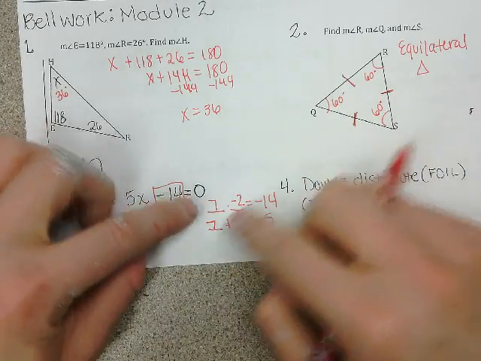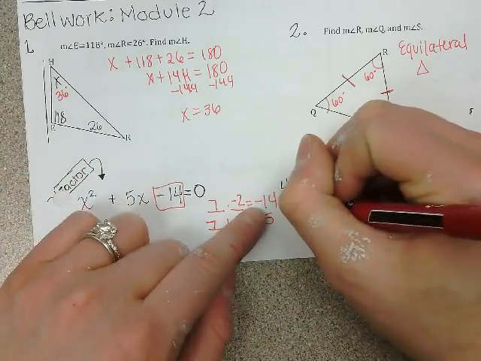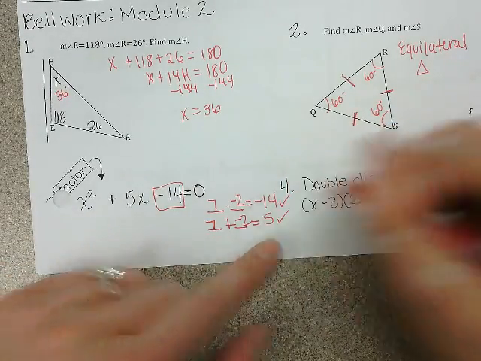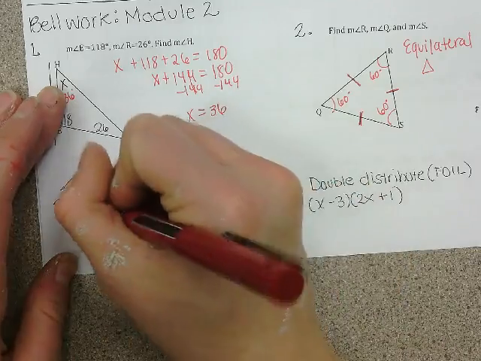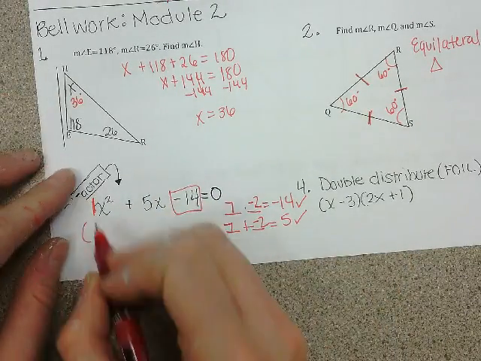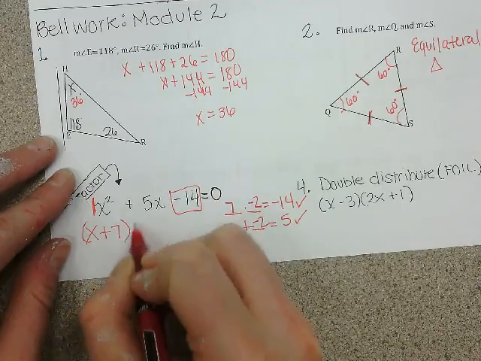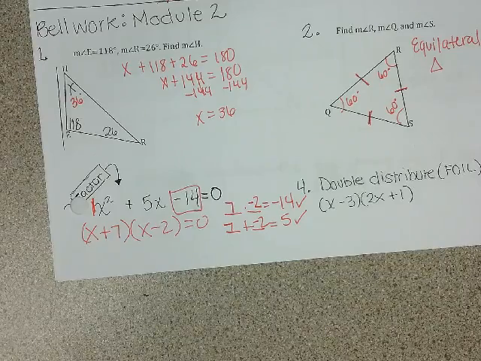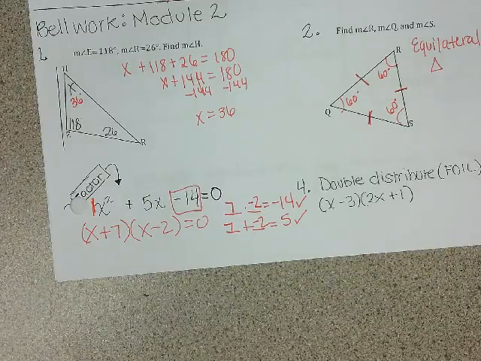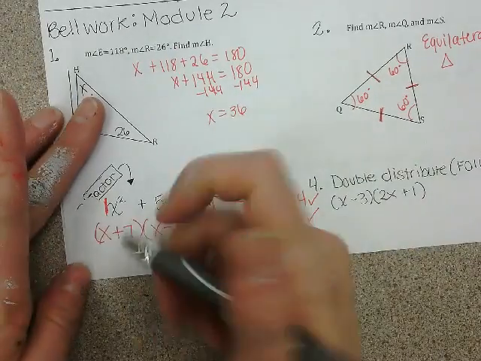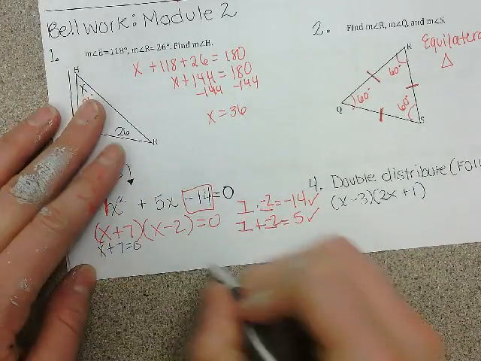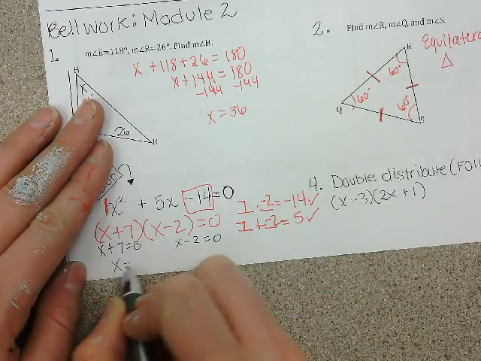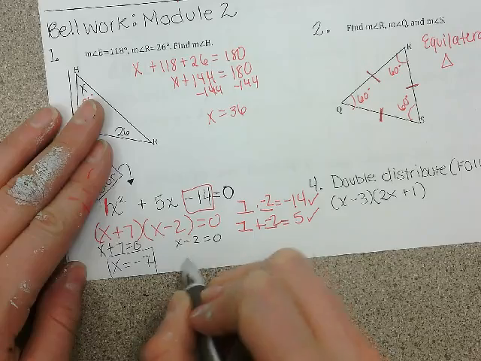Check yourself before you wreck yourself. 7 times negative 2. Is that negative 14? Yep. Cool. 7 plus negative 2. Is that 5? Cool. All right, so then since this number is 1 in front, I can just put these in here. So x plus 7, x minus 2. All right, what's my next step? Set them equal to 0. So x plus 7 equals 0, x minus 2 equals 0. Solve for x, so subtract 7, x equals negative 7. Add 2, x equals 2.